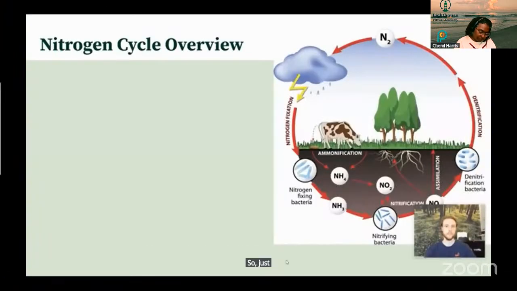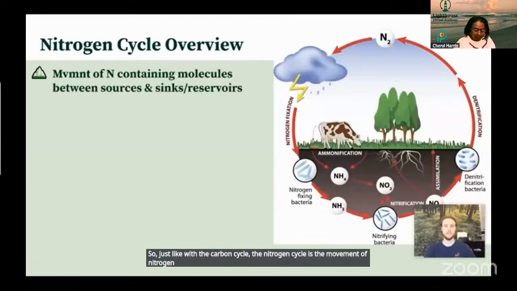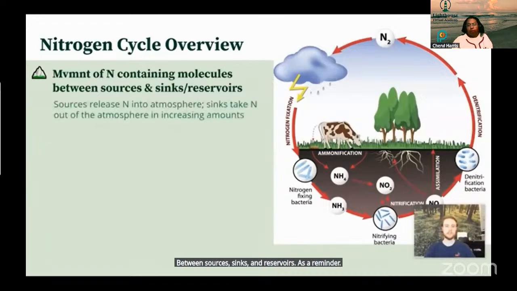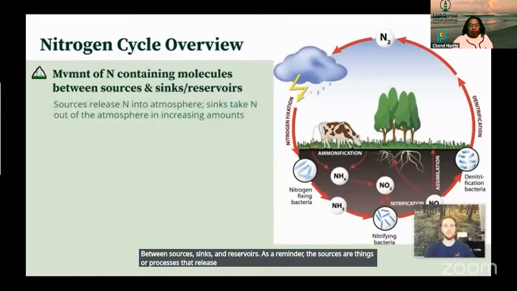So just like with the carbon cycle, the nitrogen cycle is the movement of nitrogen molecules between sources, sinks, and reservoirs. As a reminder, the sources are things or processes that release nitrogen into the atmosphere, and sinks take in increasing amounts of nitrogen.